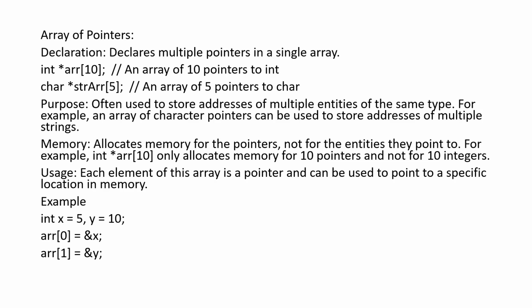It allocates memory for the pointers, not for the entities they point to. For example, int *arr[10] only allocates memory for 10 pointers and not for 10 integers. Each element of the array is a pointer and can be used to point to a specific location in memory.